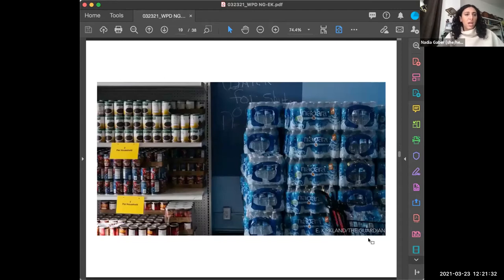So this is just a photo of the food pantry where we did our survey in collaboration with the pastor and organizer of the Brightmoor Connection Food Pantry. And as you can see, half of that pantry was bottled water because so many families were in need that they ended up adding water as part of their essential food distribution.